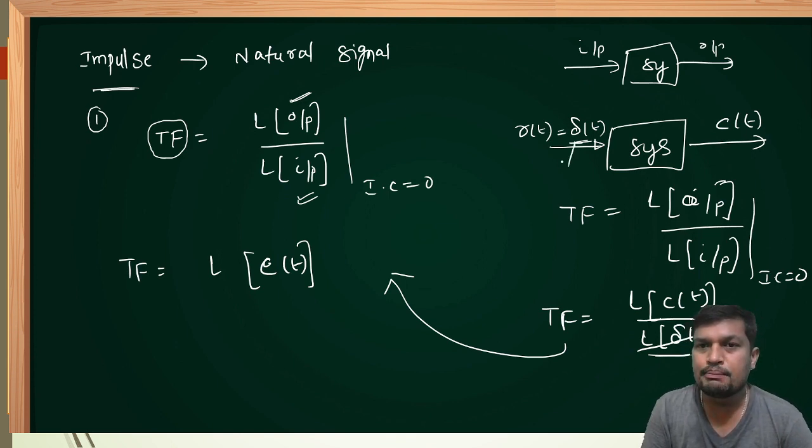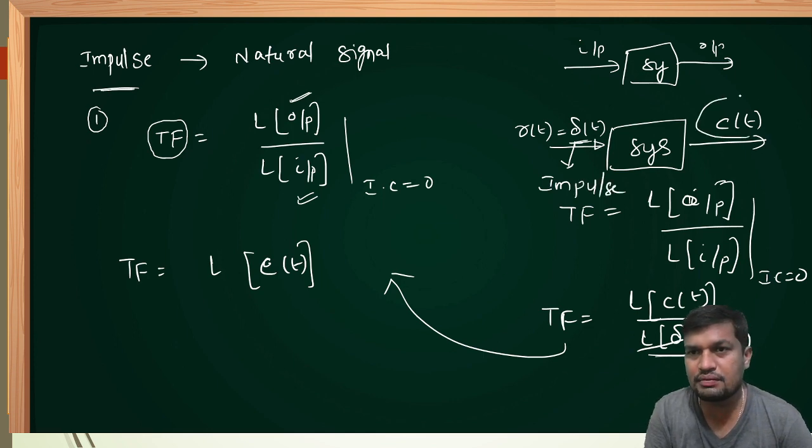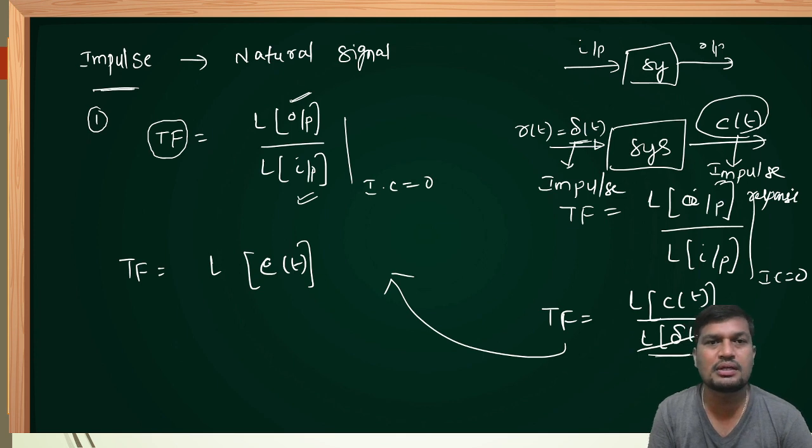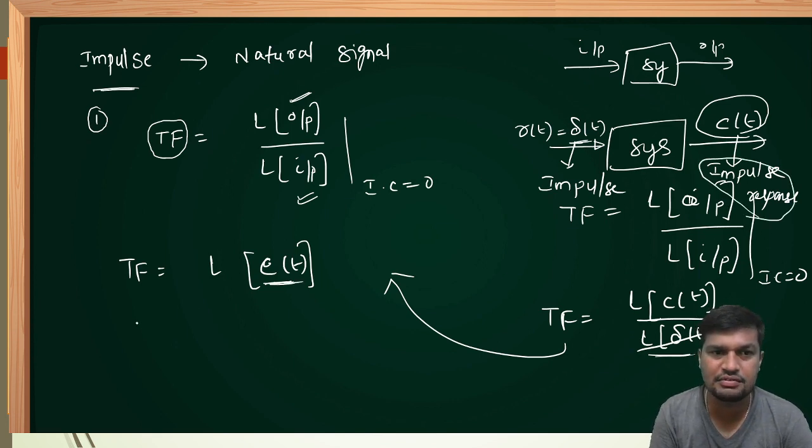Whenever input is impulsive or impulse input, then output of the system also impulse output, or we can call it as impulse response or natural response. Why? Because impulse input is also called as natural input. Therefore, the name of the output we given here as impulse response. Therefore, I can write transfer function is also Laplace of impulse response. This is the second formula that you have to remember.